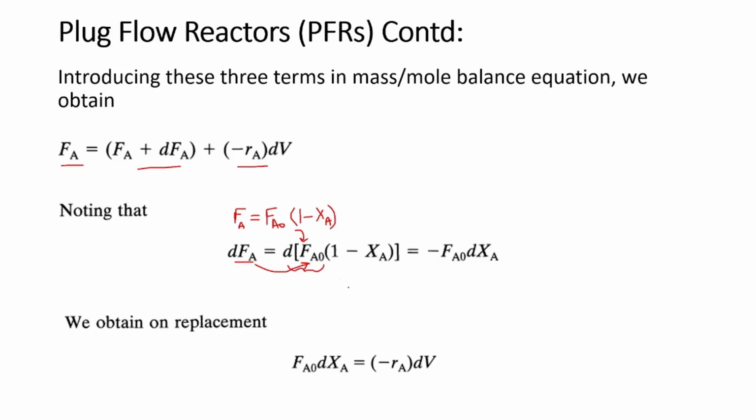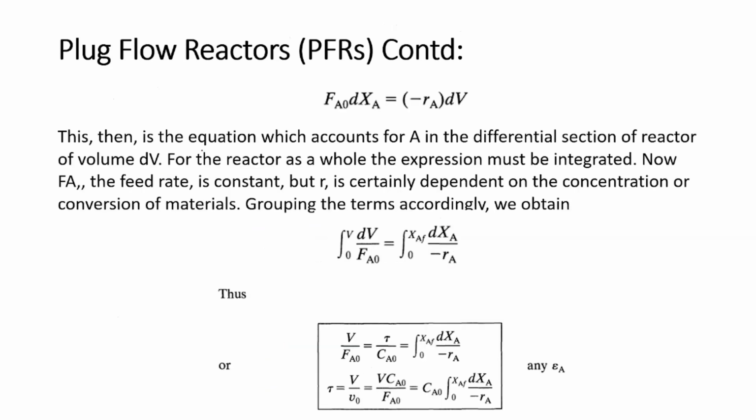So dFA is equal to d of Fa naught into 1 minus xa. Now if we perform the differential, d of Fa naught is constant, so it will become 0. Then we will only get minus Fa naught into dxa. So if we place this in this equation, what we will get is Fa naught dxa is equal to minus Ra into dV. So this is what we get finally from the master equation of mass balance.